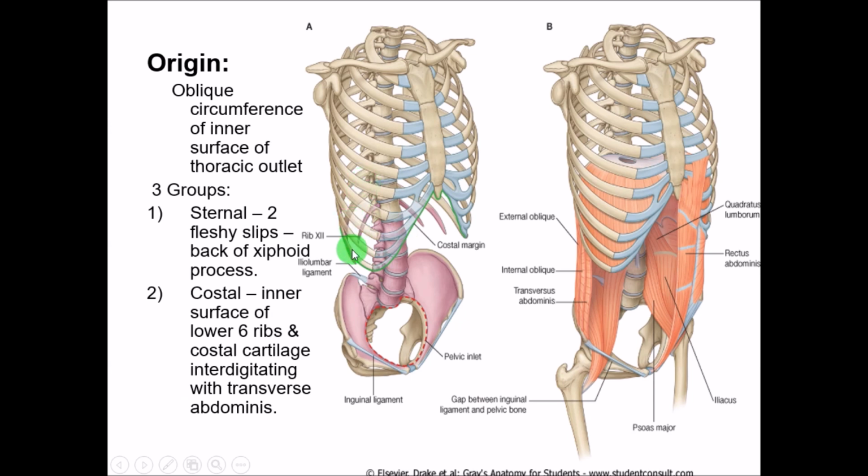It takes origin from the lower six ribs as well as the inner surface of the costal cartilages, interdigitating with the transverse abdominis. As you know, the abdominal wall has three layers on the lateral side: the external oblique, the internal oblique, and the innermost, the transverse abdominis. The fibers of the diaphragm interdigitate with those of the transverse abdominis.